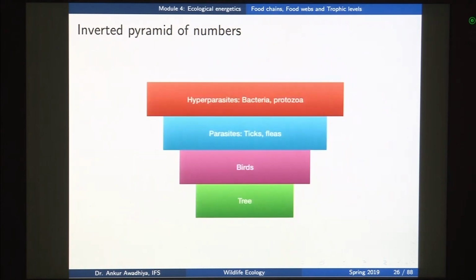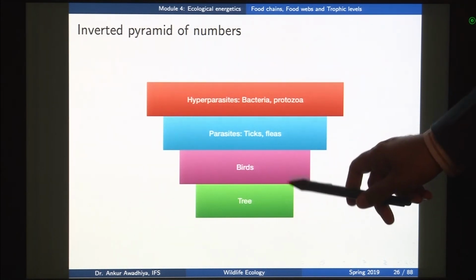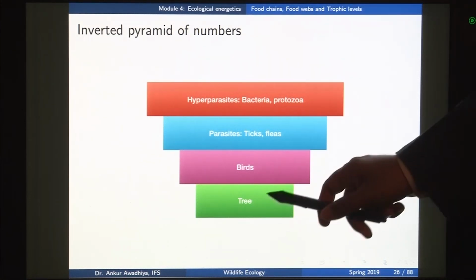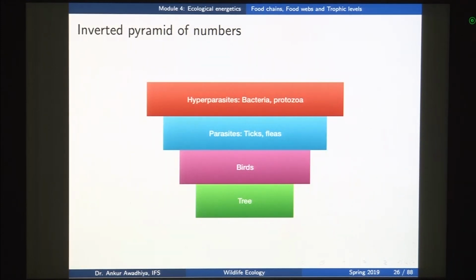Now, one such example is given by the tree ecosystem. In the case of a tree, it might be supporting some number of birds. Because a tree is such a large organism, it might support a number of birds. So, let us say that there are 100 birds that are being supported by one tree. So, here you have 1 and here you have 100.